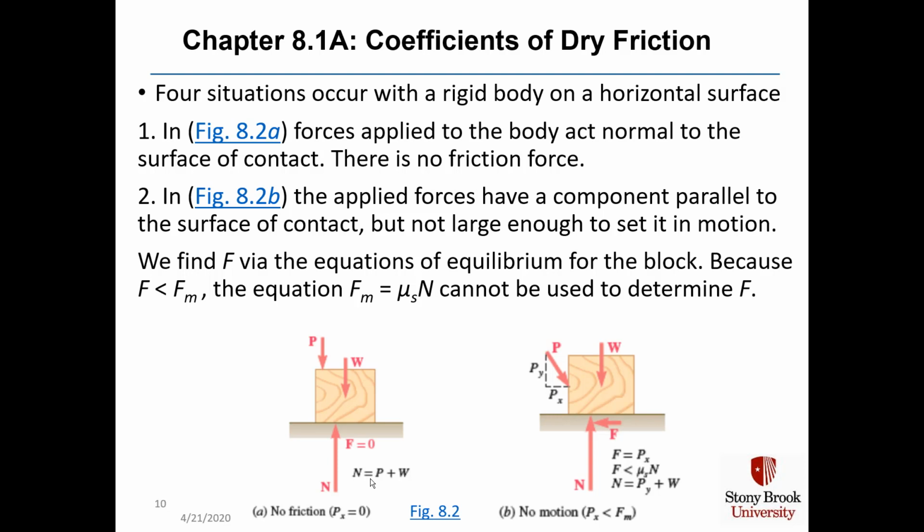In 8.2b, here in the lower right corner, the applied forces have a component parallel to the surface of contact, which we would call the horizontal force P sub x, but they're not large enough to set the block in motion. We can find F via the equations of equilibrium for the block, and here is F, the frictional force acting to resist motion. And because force F is less than the max F sub m, the equation F sub m equals mu sub s times N cannot be used to determine F.